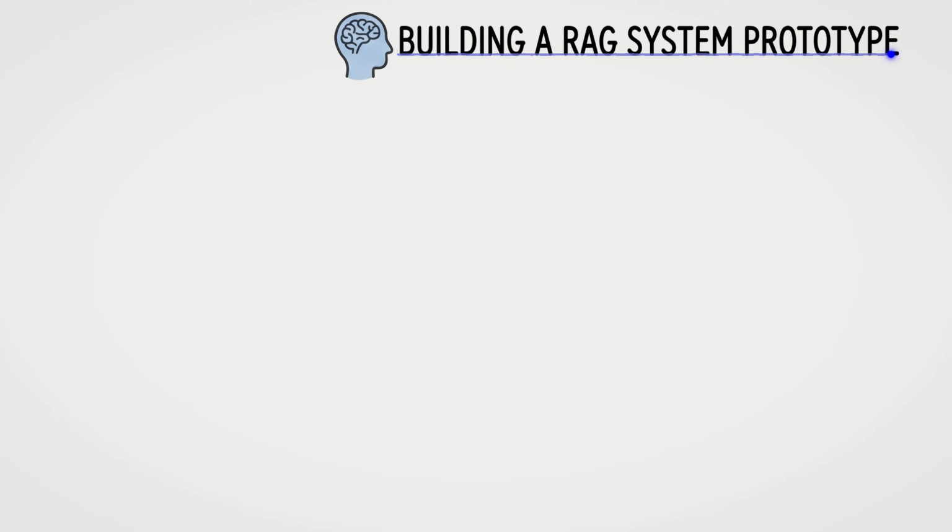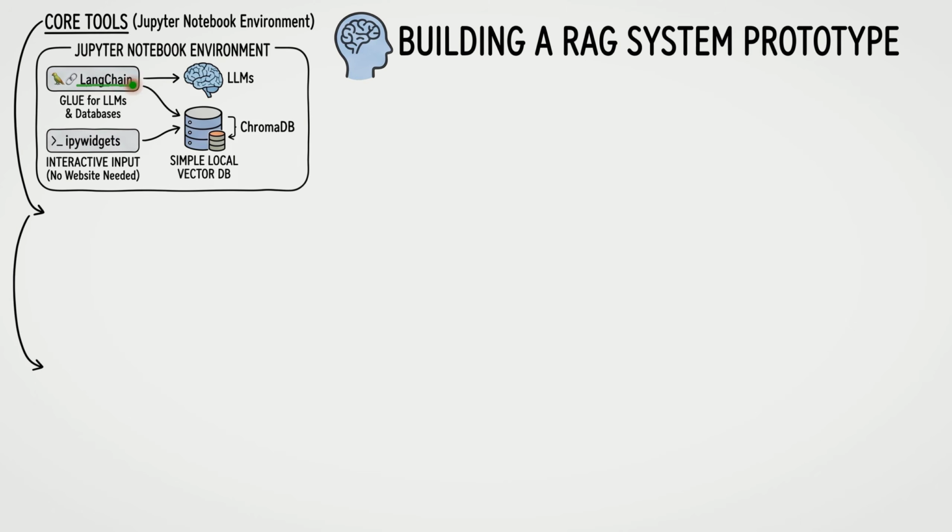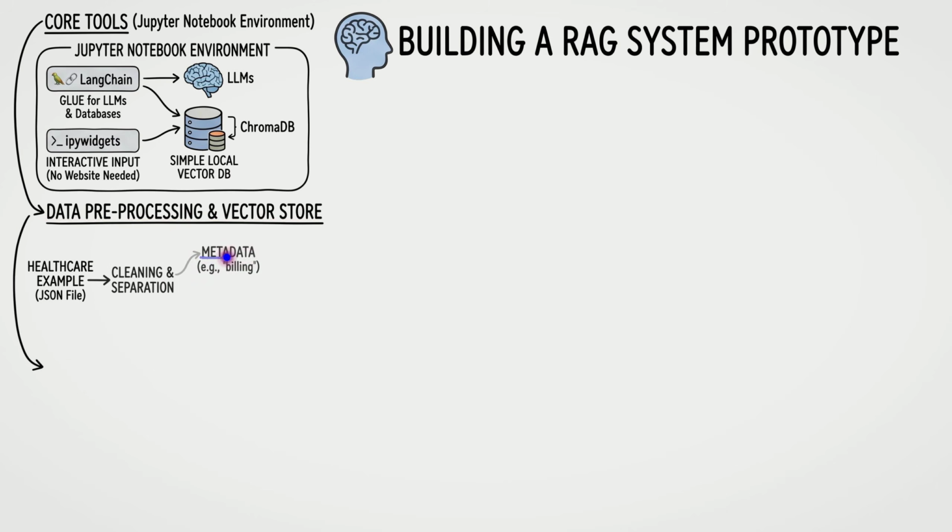Let's look at the building blocks for this prototype. We're working in a Jupyter notebook, which makes things easy. We use LangChain as the glue to connect our language models, or LLMs, with our database. For storage, we use ChromaDB, a straightforward local vector database. And to make it interactive without building a full website, we use IPy widgets for a simple text box. Next, we handle data preprocessing and vector store logic. In our healthcare example, we start with a JSON file. We separate the metadata, like the billing category, from the actual content of the questions and answers.